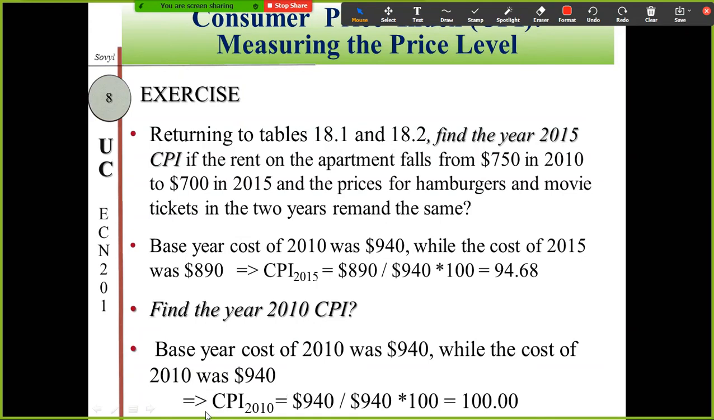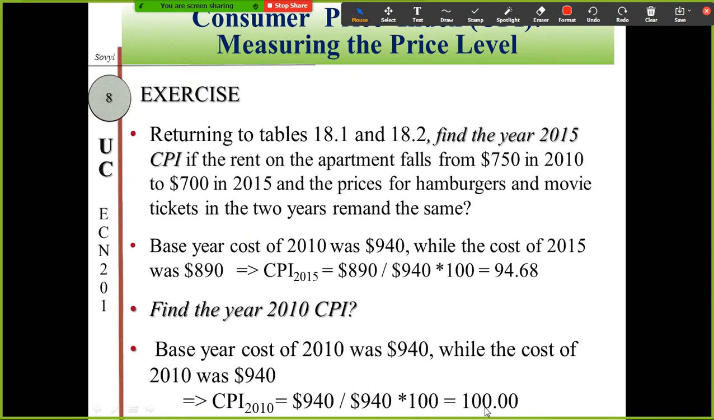Why is the CPI in the base year equal to 100? Because in order to get the CPI for one period, you need to take the cost of that period divided by the cost of the base period and multiply by 100. But because 2010 is the base year, the cost of 2010 is also the cost of the base year. That's why the cost of 2010 divided by the cost of 2010 itself, multiplied by 100, is 100. So remember that one: in the base year, in the base period, the CPI is always equal to 100.